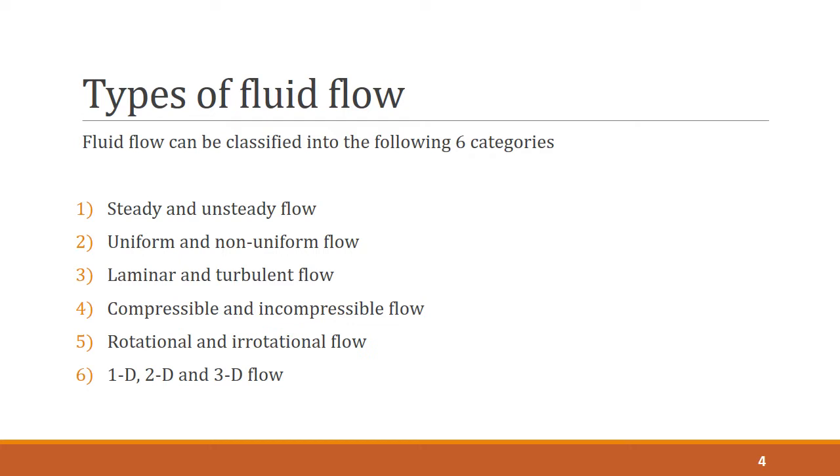Now many of these might look similar to you. For example, steady flow and uniform flow. For a layman, steady flow and uniform flow do not mean different things. But for a person who studies fluid mechanics, steady flow is totally different from uniform flow. So we will see what each of these mean and how fluid flow is classified into these categories.